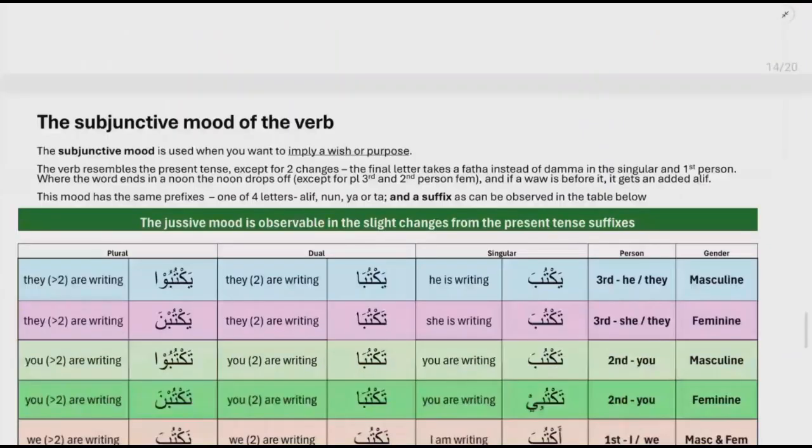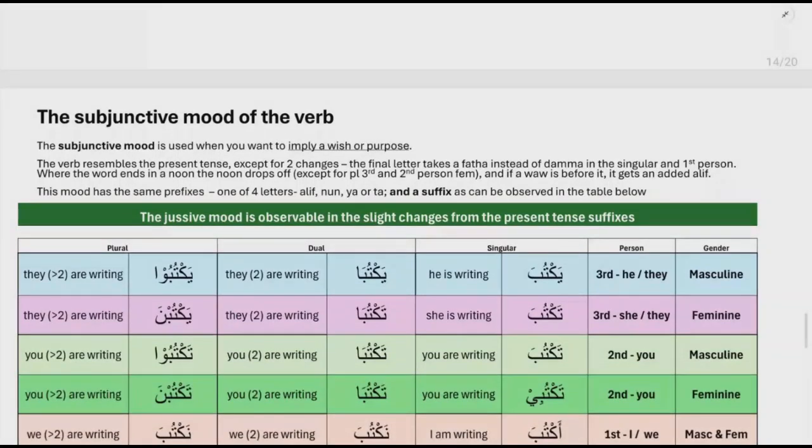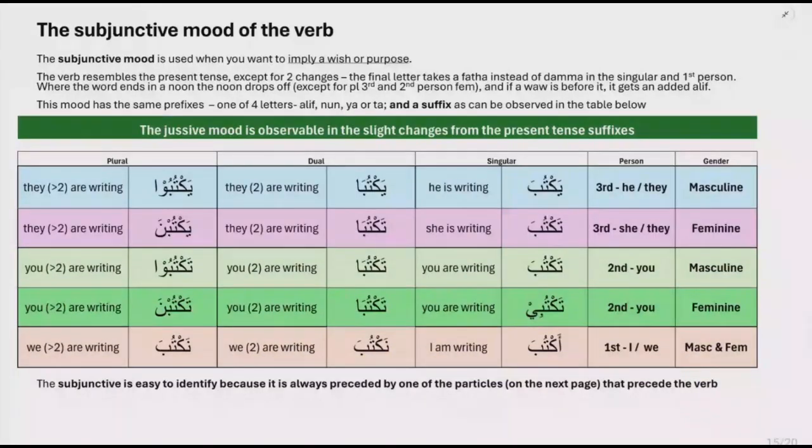Okay, now we move on to the new lesson for today, which is the subjunctive mood of the verb. Now, the subjunctive mood is used when you want to imply either a wish or a purpose of doing something. Right? So that's one thing you must just have at the back of your mind. Subjunctive has to do with something you want to do, or you're wishing to do, or you're intending to undertake. Right? So this verb resembles the present tense verb.